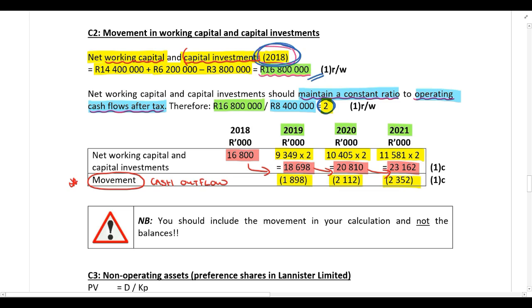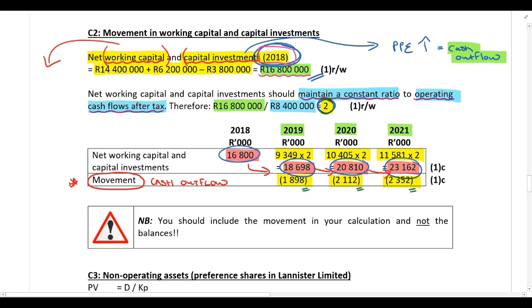Let's first look at capital investments. So remember guys, this is the company's property, plant, and equipment. Now, if the property, plant, and equipment balance is increasing each year, that means that the company must be buying property, plant, and equipment. And if they are buying property, plant, and equipment, that is going to be a cash outflow. Okay, so that is consistent. It's a cash outflow, and we can see over here, these are all cash outflows. That makes sense.